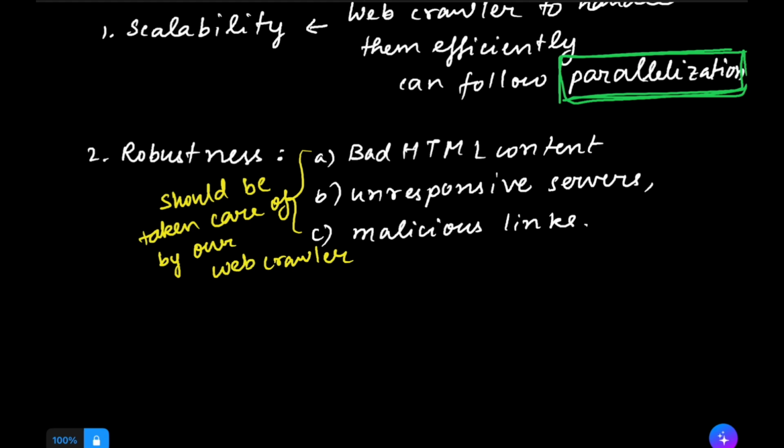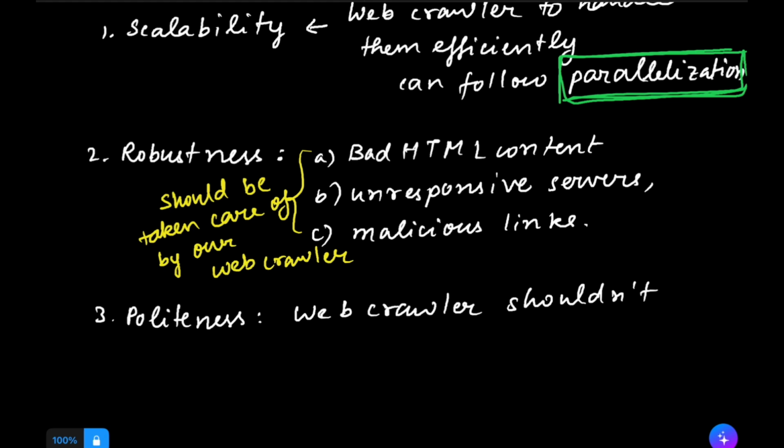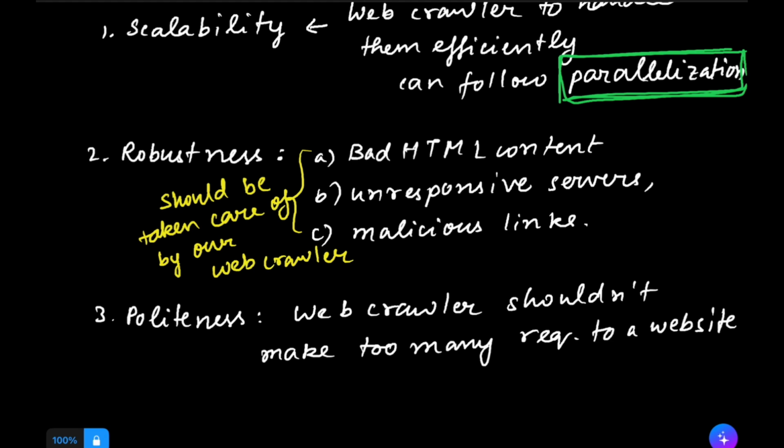Another is politeness. What does politeness mean? While crawling over web pages, going recursively through links and making requests to a particular web page a huge number of times in a short span, this should be avoided. So the web crawler shouldn't make too many requests to a website in a short span of time. It can make requests to a website, but too many requests in a short span should be avoided.